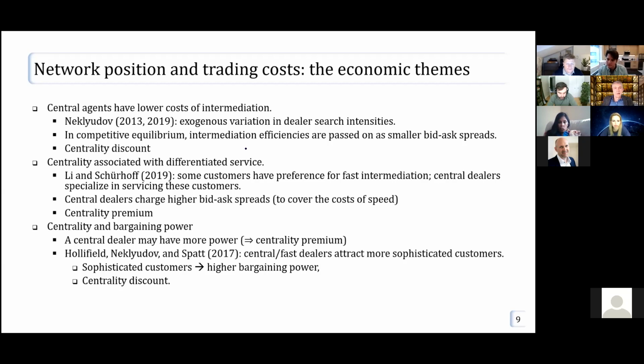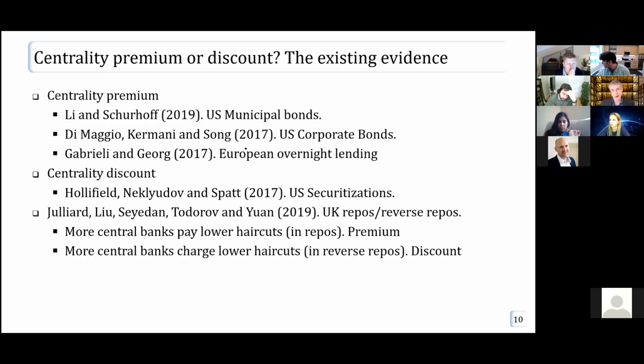A third idea relates centrality to bargaining power. And what we think of as the first order effect is that a central dealer may be more dominant, they should have more bargaining power, and there should be a centrality premium. But it doesn't have to go this way. So Hollifield, Nekhlyadov, and Spat also suggest that these fast central dealers may attract more sophisticated customers. And in their view, it's the customers that might have the higher bargaining power, and that might lead to a centrality discount. So we have economic themes here that suggest it might go either way.